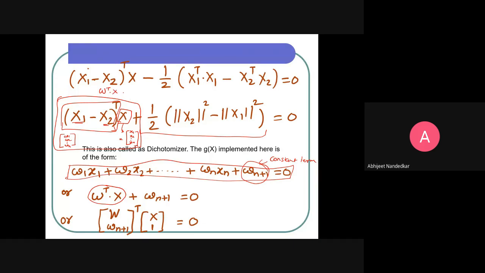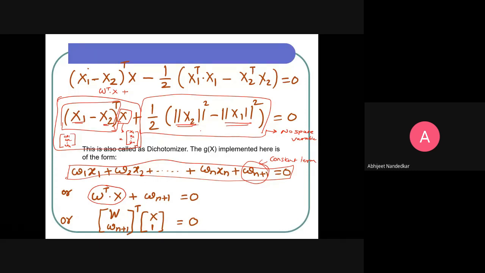Now plus the second term. If you observe the second term, there is no space variable involved. x1 norm square and x2 norm square, they are some numbers. So it's the length of the vector, so they are numbers, and a number minus a number is again a number. So this is a constant.